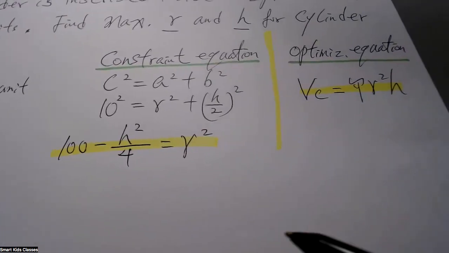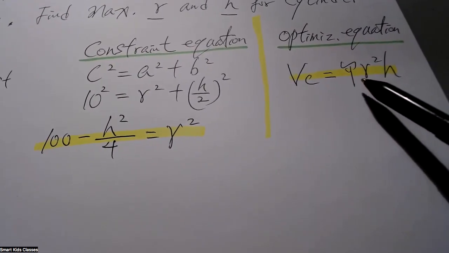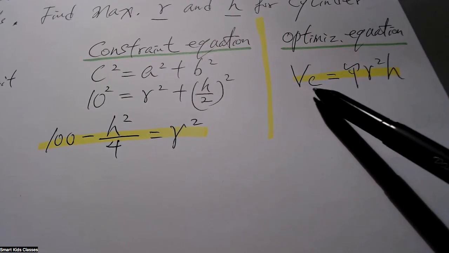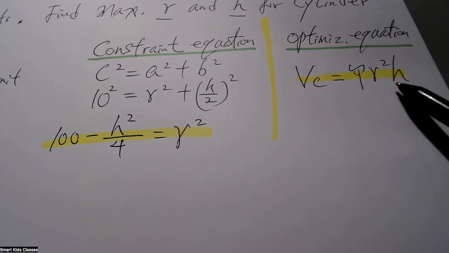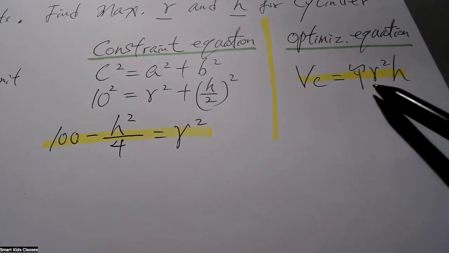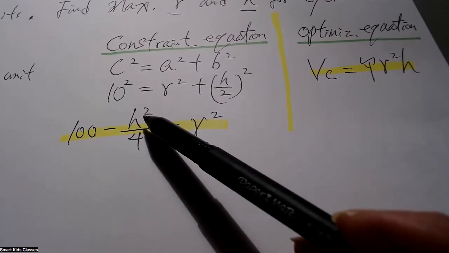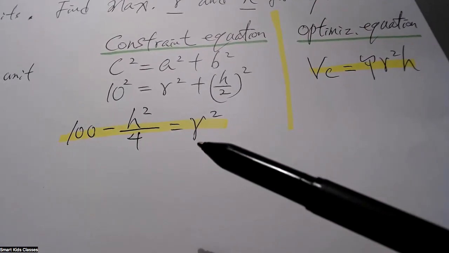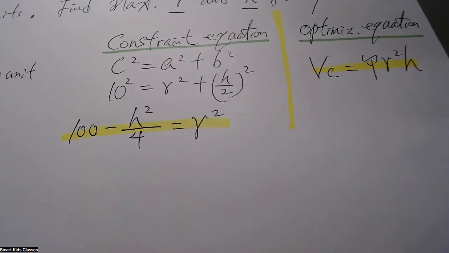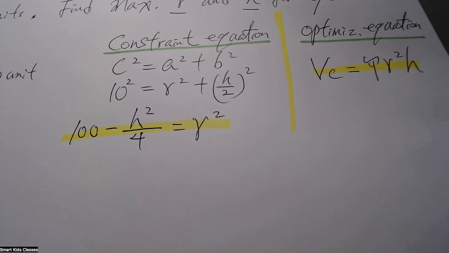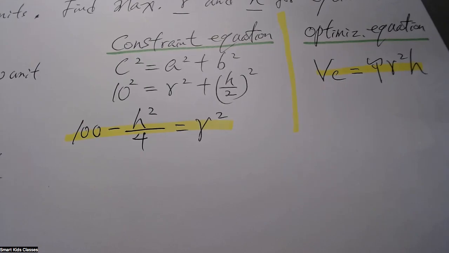Now we apply this radius into the volume of the cylinder, which is equal to pi r squared h. Pi is a constant, and r squared is equal to 100 minus h squared over 4. So we substitute it here, and we're going to do the first derivative. Let's write it on the second page.